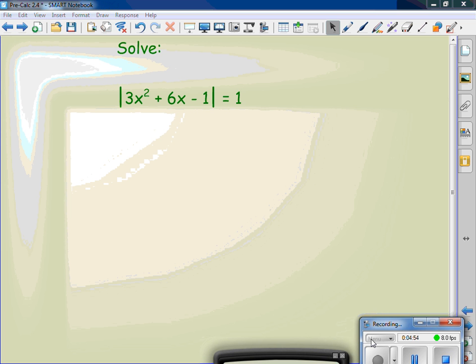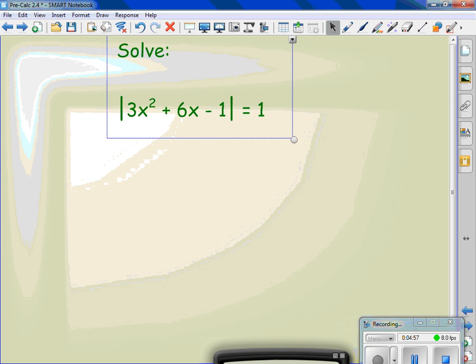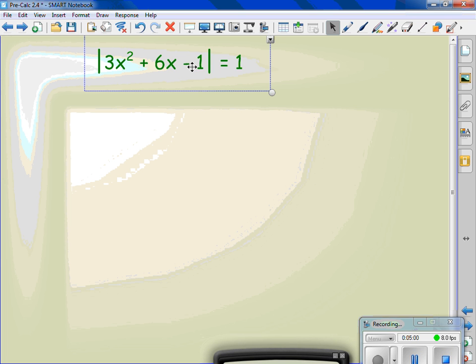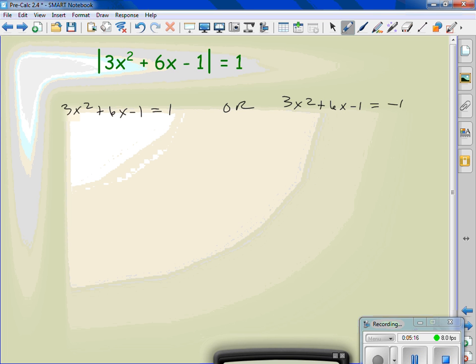Try this one. I have the absolute value of 3x squared plus 6x minus 1 equals 1. First thing I'm going to do is split it up into my two problems. 3x squared plus 6x minus 1 equals 1, or I have 3x squared plus 6x minus 1 equals negative 1. Solving this, I'm going to subtract it over: 3x squared plus 6x minus 2 equals 0. I could do it any way I want.